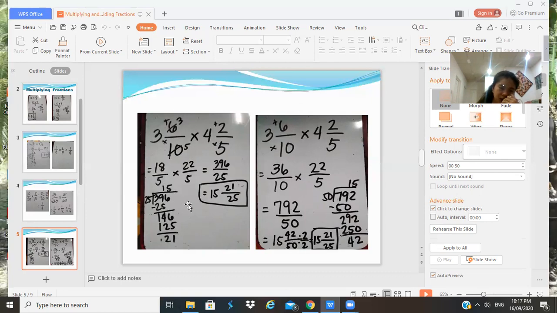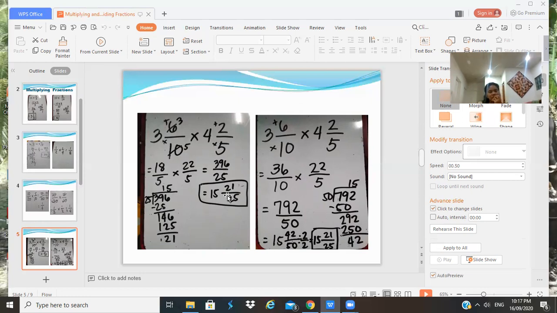So, ma-divide na to siya. 396 divide 25. First, kay kani 39 divide 25 is 1, di ba? So 1 times 25 kay 25. So i-minus 14, then bring down 6. So 146 divide 25 is 5. So 5 times 25 is 125. So 146 minus 125 is 21. So that's why we have 15 and 21 over 25.